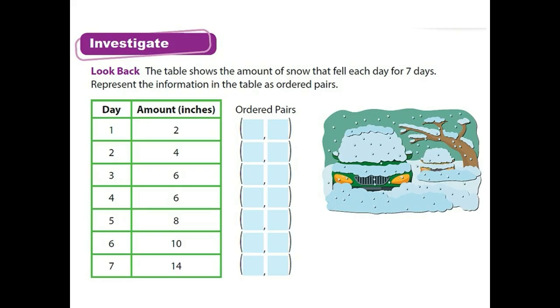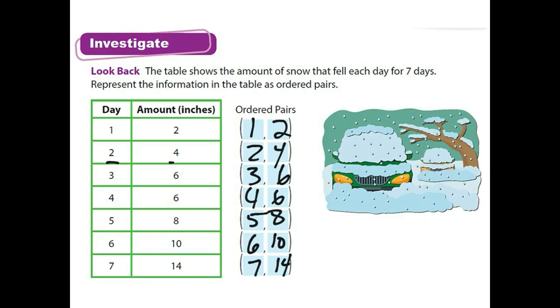Alright, so looking back, the table shows the amount of snow that fell each day for 7 days. Represent the information in the table as ordered pairs, and here's how it's going to happen. We're just going to do 1 and 2, 2 and 4, 3 and 6, 4 and 6, 5 and 8, 6 and 10, 7 and 14. So the first one is going to be our x coordinate. The second one is going to be our y coordinate. Alright, so get those down.